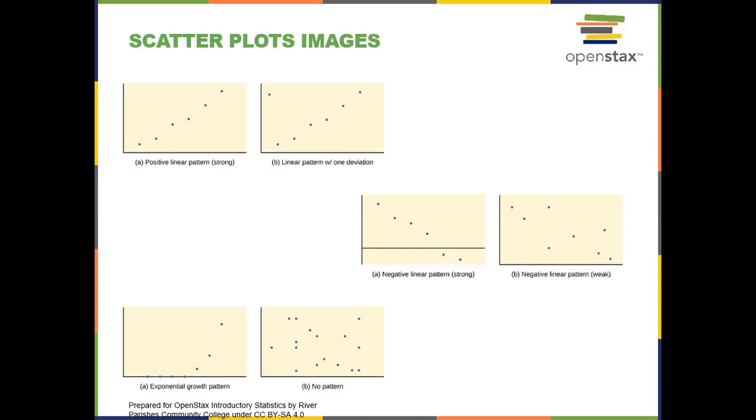And the bottom one, A, is an exponential. Why is it exponential? Because the points are going up, but they're not on a straight line. They're on a curved pattern going up. And in the last one, at the extreme bottom, there is no correlation, no type of relationship between X and Y. Okay.